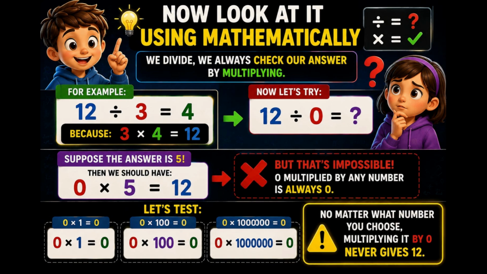Let's test it. 0 times 1 is equal to 0. 0 times 100 is equal to 0. 0 times 1,000,000 is equal to 0. No matter what number you choose, multiplying by 0 never gives 12. That means there is no possible answer. This is why mathematicians say that dividing by 0 is undefined.